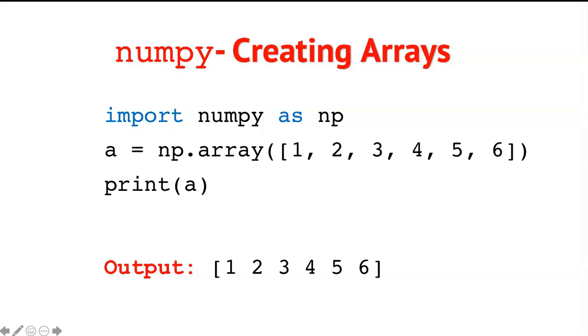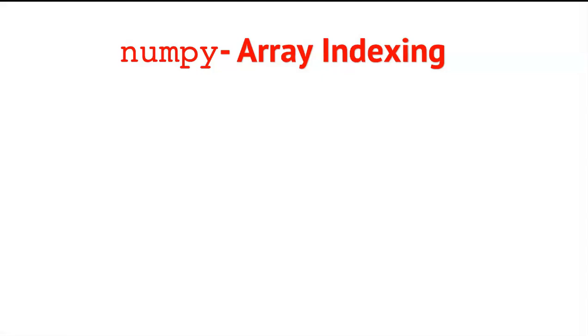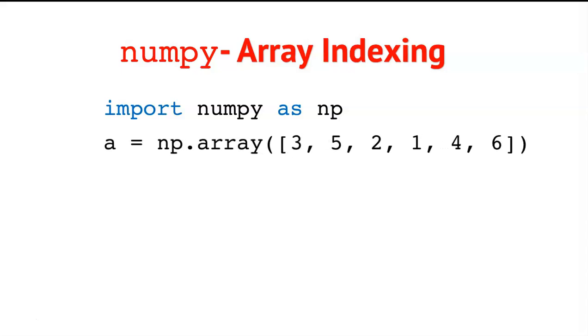Now see indexing of an array. Indexing in Python starts from 0. So now let's understand it through a program. First import numpy as np and call the array function using np. So in this array the value 3 is at the 0th index, value 5 is at the first index, value 2 is at the second index, value 1 is at the third index, and so on.